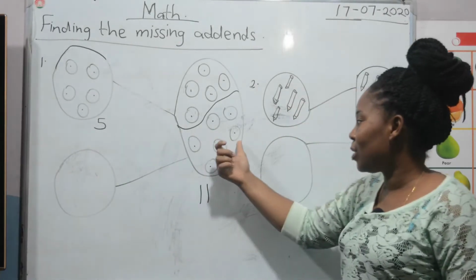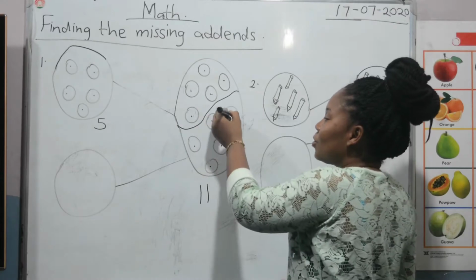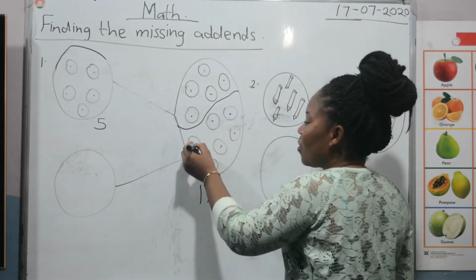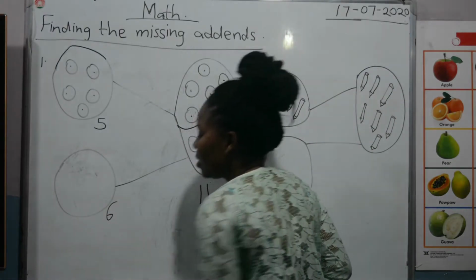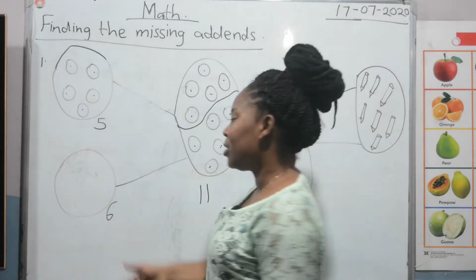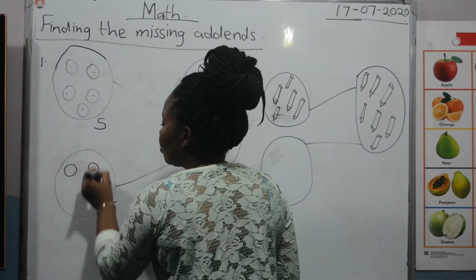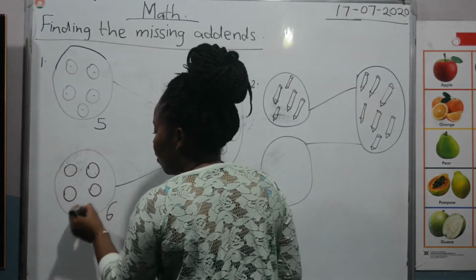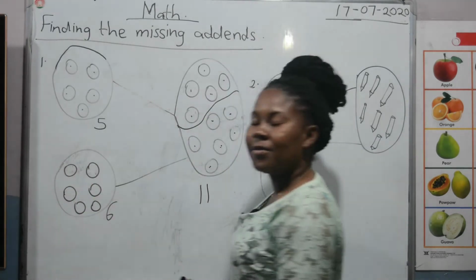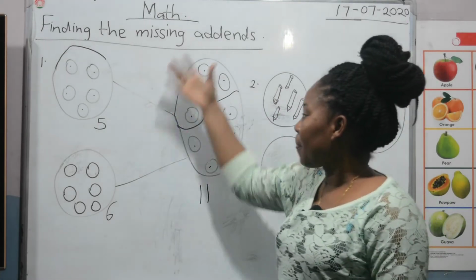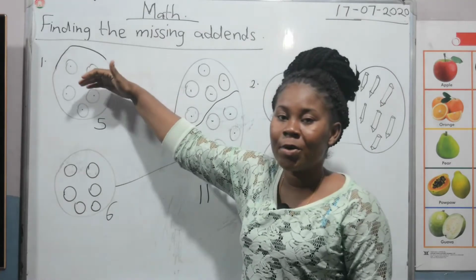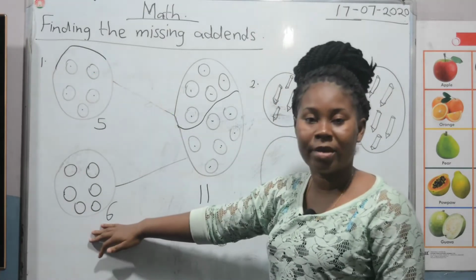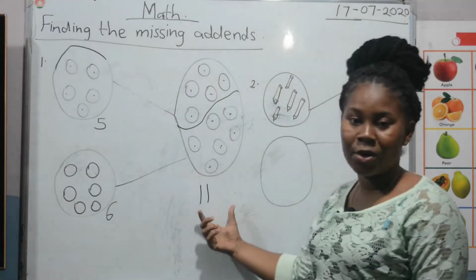So let's count this one too. 1, 2, 3, 4, 5, 6. Very good. So we have 6 oranges here. So let's draw the oranges here too. 1, 2, 3, 4, 5, and 6. Very good. So it means this is the bigger circle. When you put 5 oranges and then 6 oranges together, you will get 11 oranges.